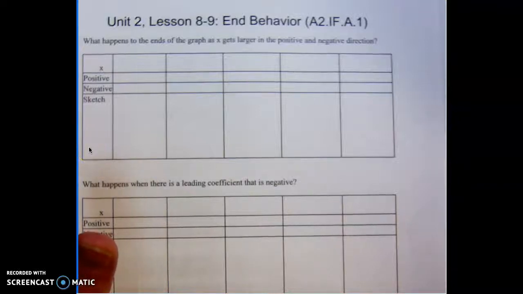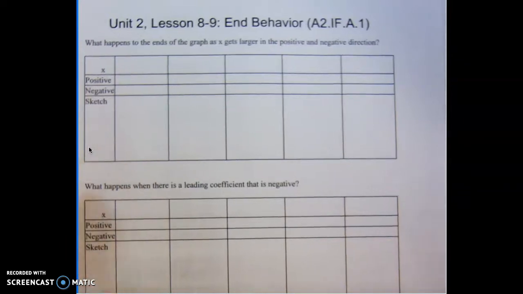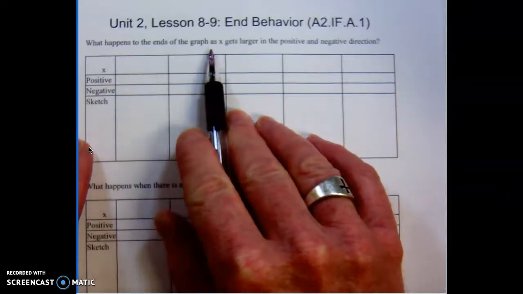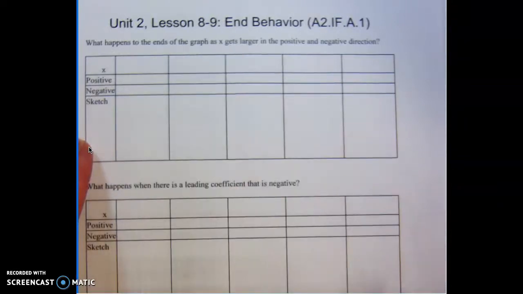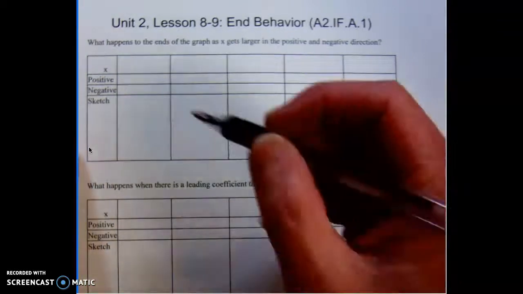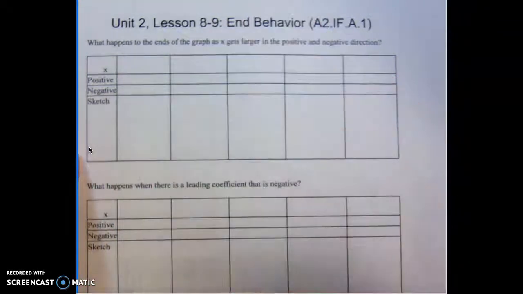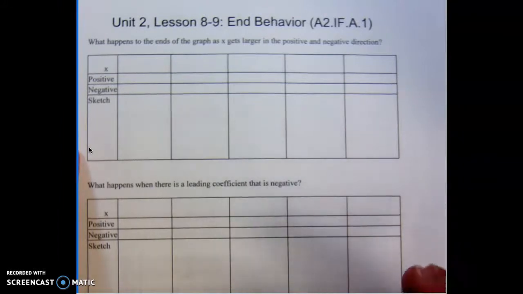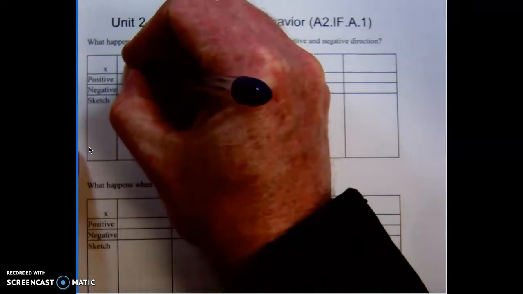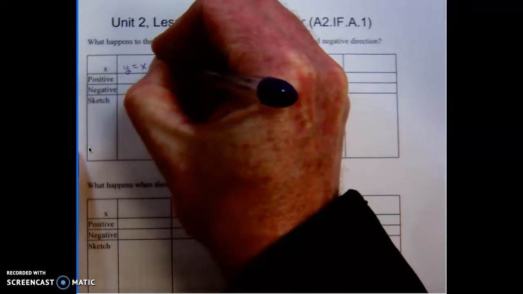All right, today we're going to look at Unit 2, Lessons 8 and 9. We're going to cover two lessons in one section today. It says, what happens to the ends of the graph as x gets larger in the positive and negative directions? So we're concerned with what happens to x on the ends of it, not in the middle of the graph, but on both extremes. So let's start with y equals x plus 1.